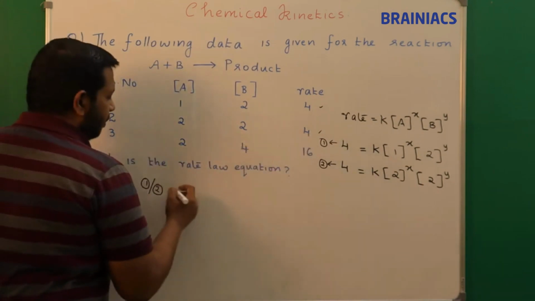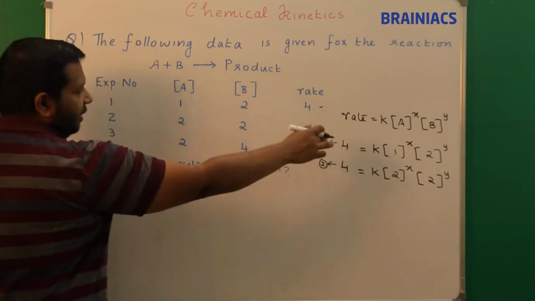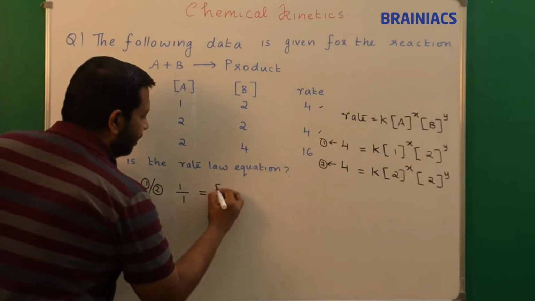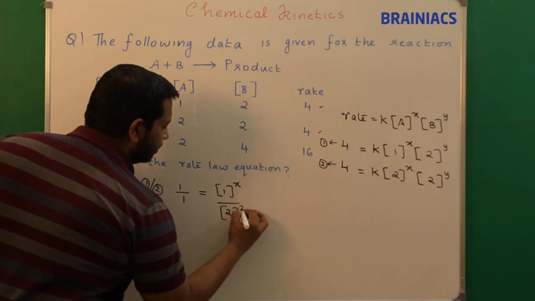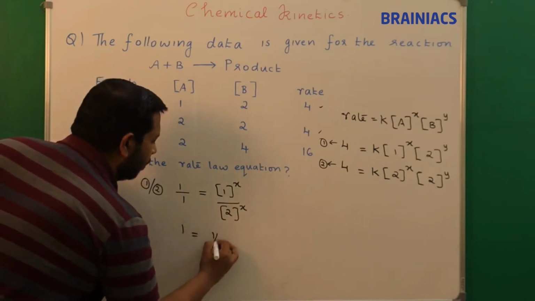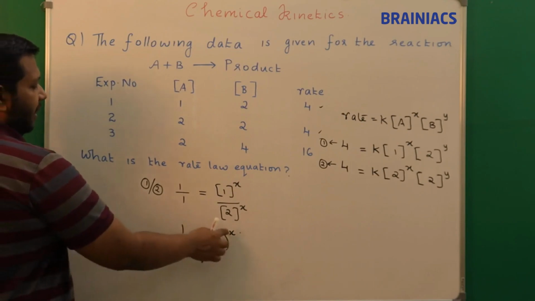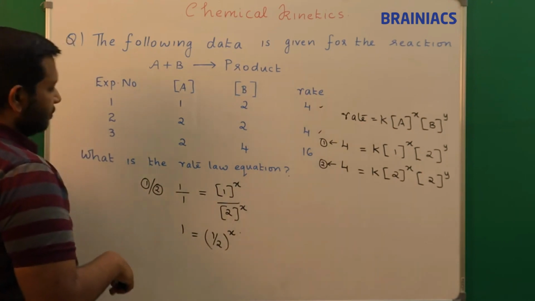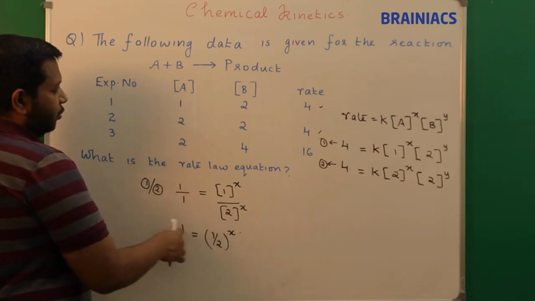So what will happen? The value will become 1 by 1 on the LHS, because 4 by 4 is 1. There the K and K get cancelled off, and 2 power Y will get cancelled off, and this will become 1 power X and 2 power X, correct? Now we know that both are similar quantities, so I can write it as 1 is equal to (1/2) the whole power X. Now tell me what can be the X value so that this becomes equal. So this (1/2)^x should be equal to 1.